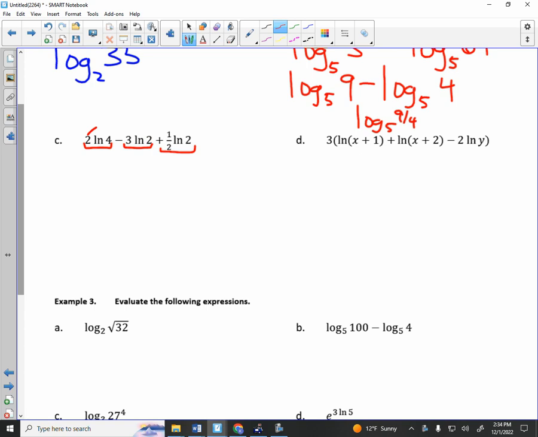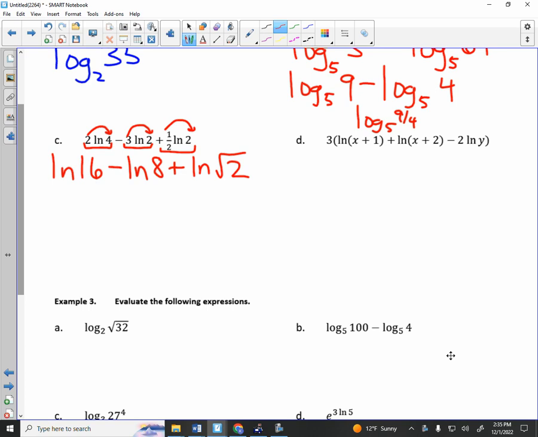So the first thing is I'm going to move the 2 up, I'm going to move the 3 up, and I'm going to move the 1/2 up. And I get the natural log of 4 squared, which is 16, minus the natural log of 2 to the 3rd, which is 8, plus the natural log of 2 to the 1/2, which is the square root of 2. Okay? Everybody okay with that?